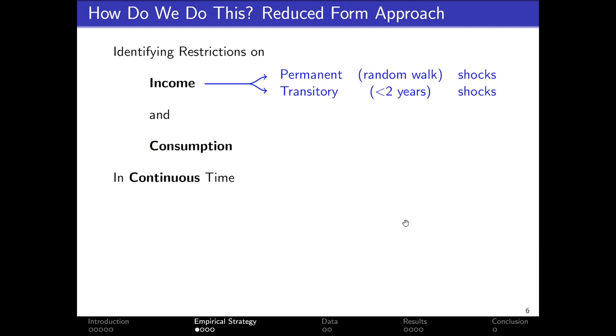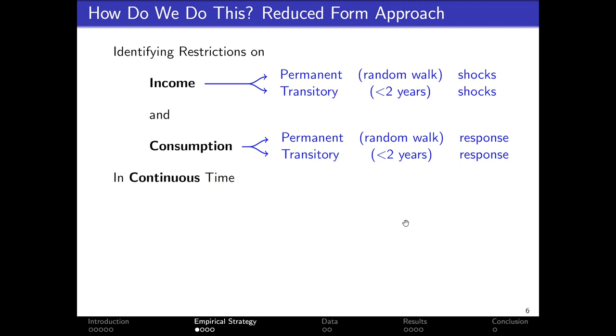And we define the transitory component as being a shock to income which lasts for less than 2 years. So maybe you lose your job for up to 2 years, or maybe you get a bonus and it's just a one-off factor, but it's any kind of transitory shock to income which lasts less than 2 years.